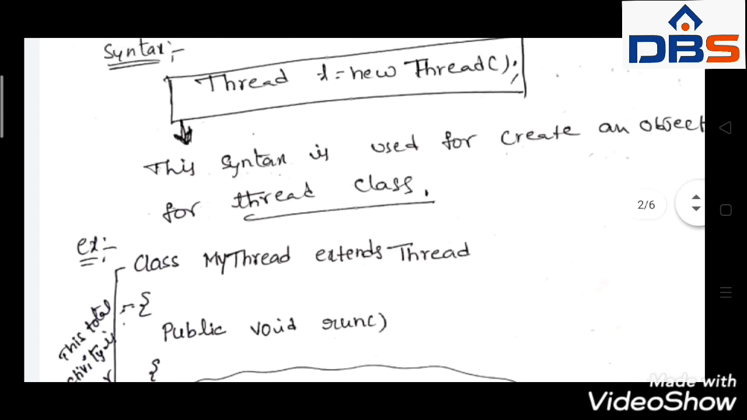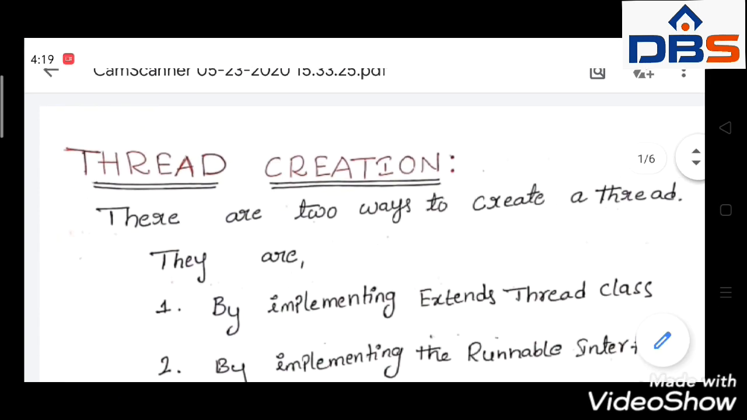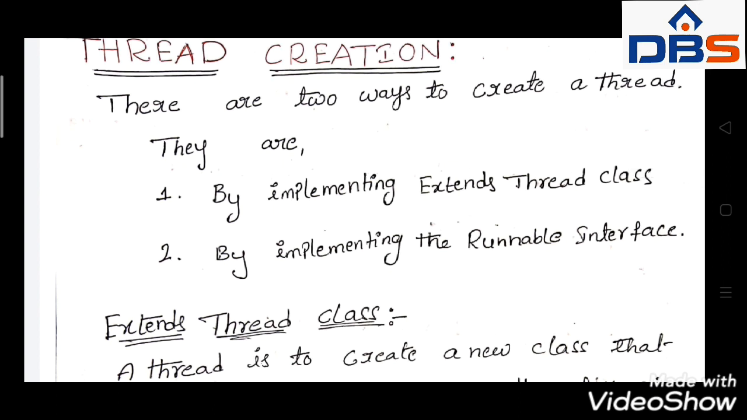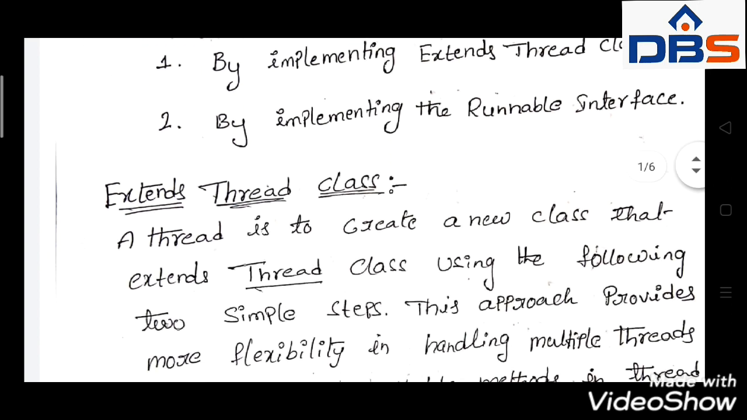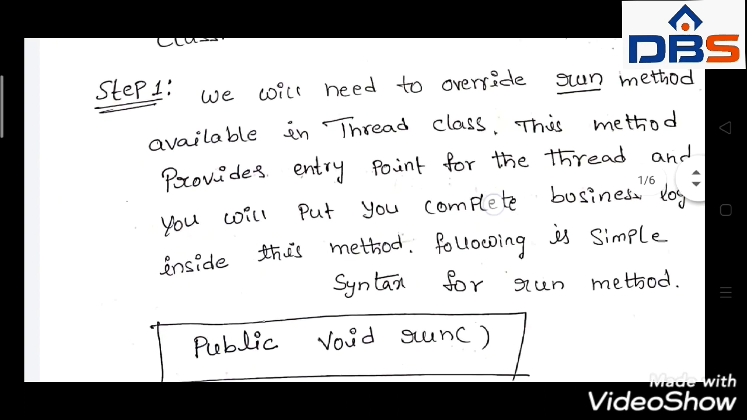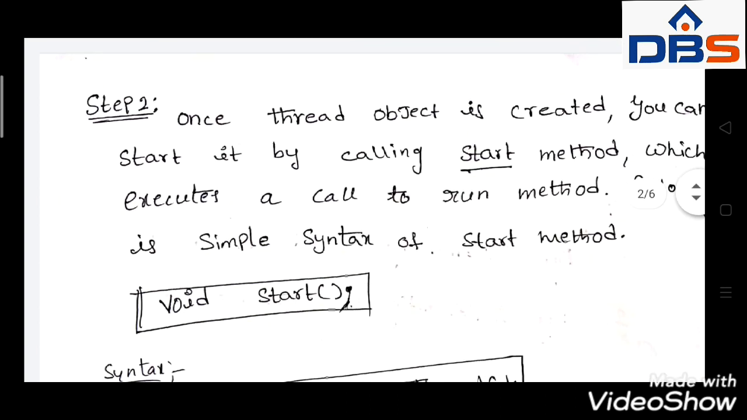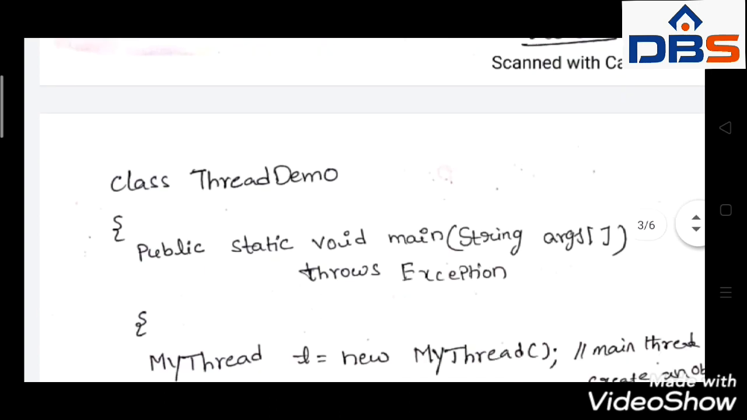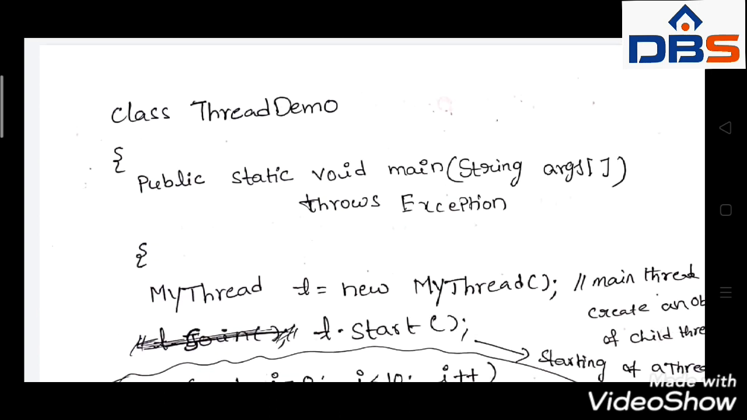So do you understand, my friends? According to my lecture, what is the topic? Thread creation, that is, how to create a thread. How many ways do we have to create a thread? We have two ways: by extending the Thread class, and second, by implementing the Runnable interface. How many steps do we follow in the first way? Two steps. In the second way? Three steps. I will explain the programs clearly. I hope all of you understood this.